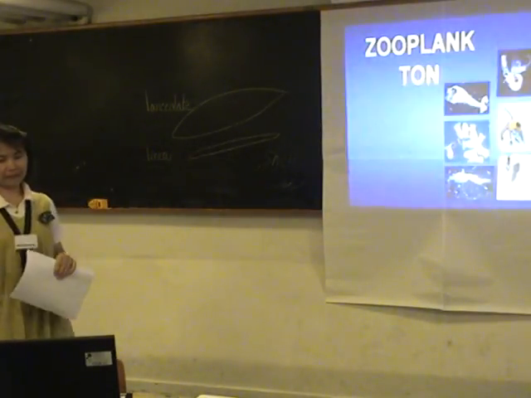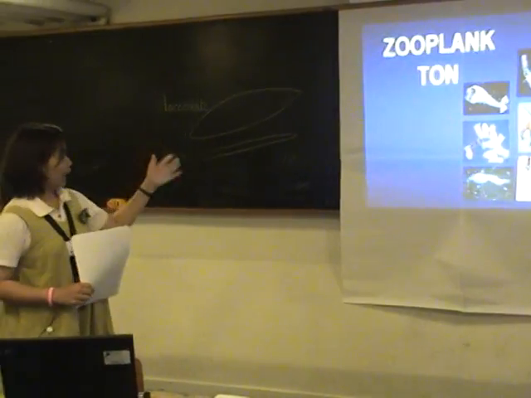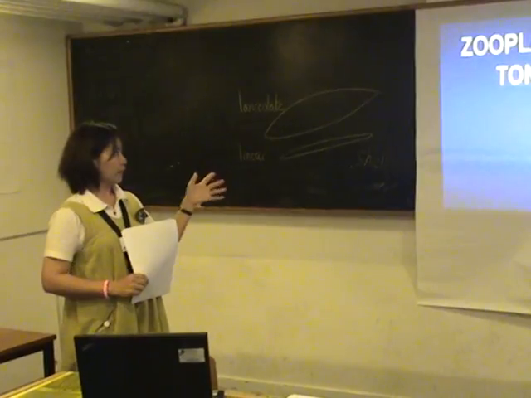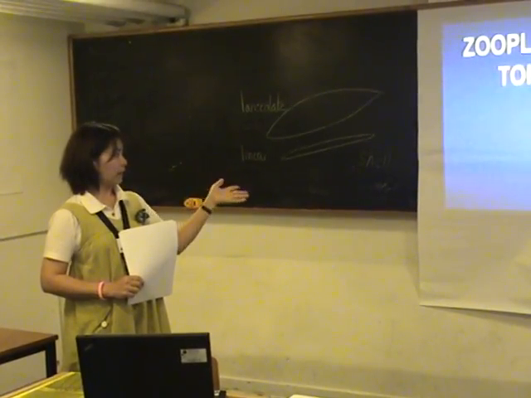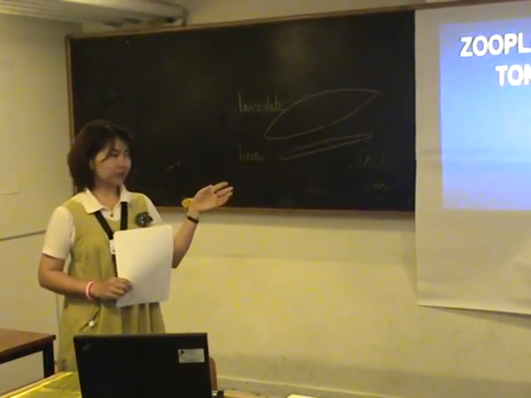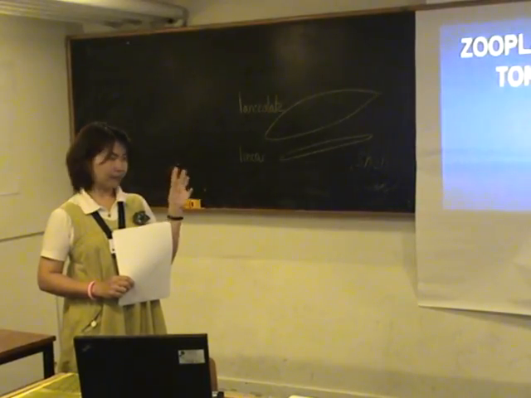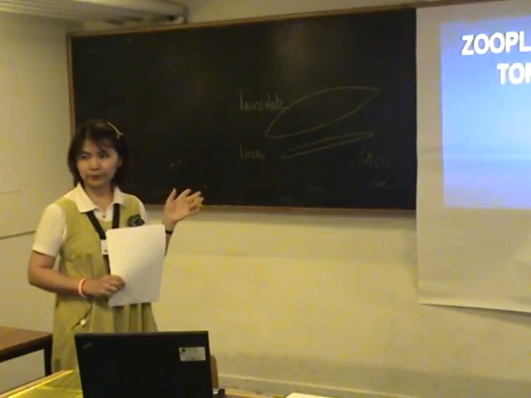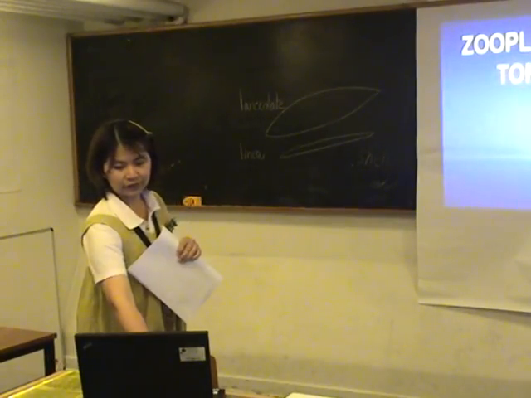And another one you see. This means zooplankton are all animals. They cannot photosynthesize, and they look small, but you can see some by eye. And some of them you cannot see, you can only see them under a microscope. Let me show you this picture.